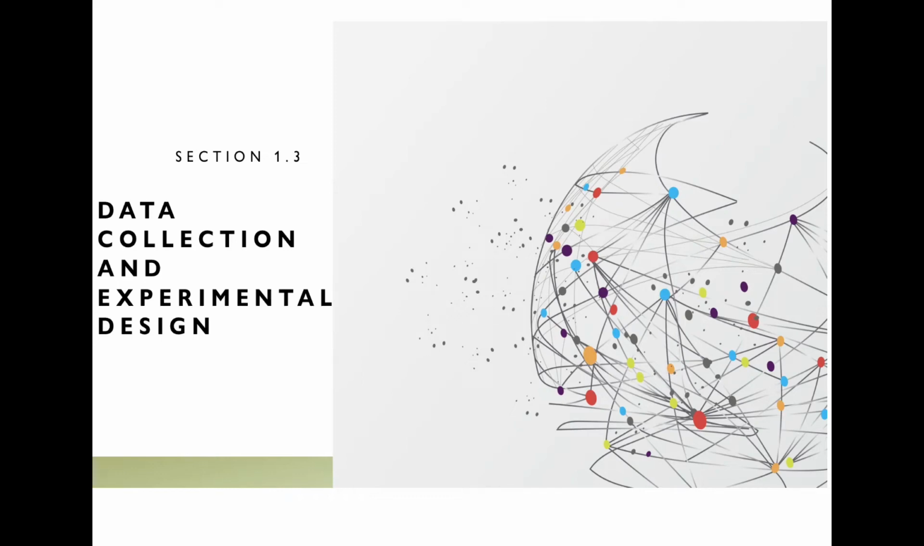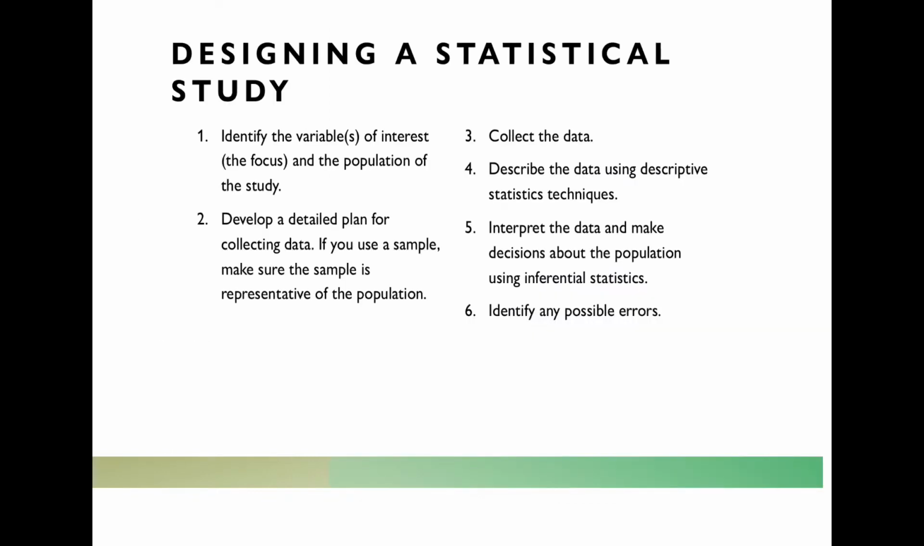In this section, we're going to look at techniques we can use, strategies we can use to collect data and conduct experiments in a way that makes our results reliable and universally accepted. So let's look at just in general, if we're wanting to do some sort of study on a population, what does that process look like?